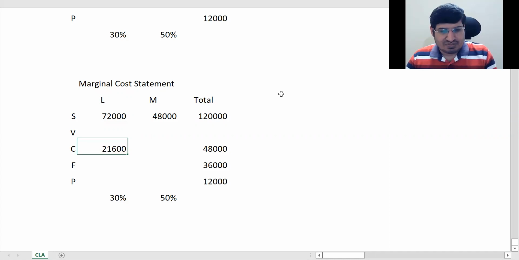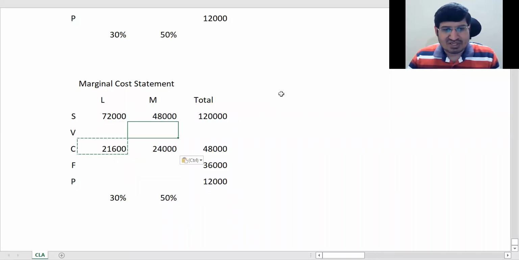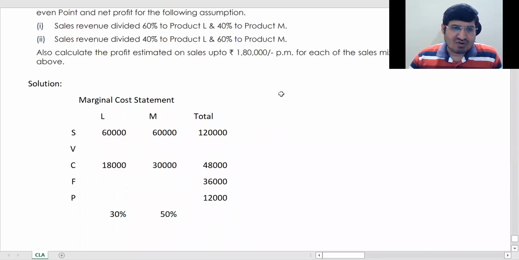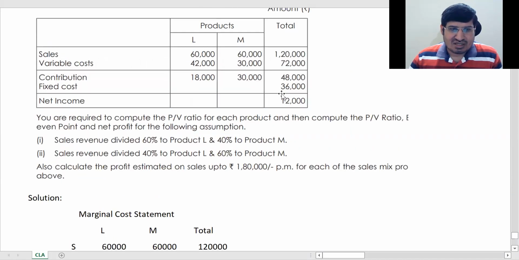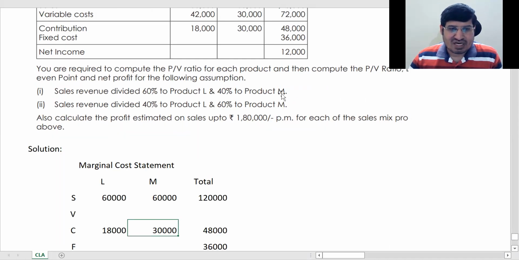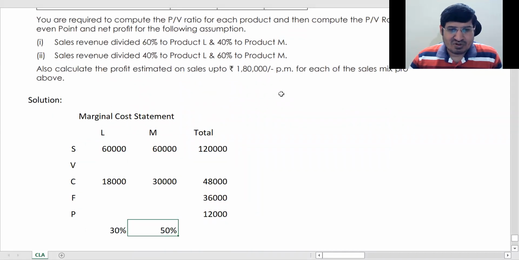Okay, so this is 21,600 and this one is 24,000, 48,000 into 50%. Okay, this is what we got. And what else are they saying? Find out the PV ratio, break-even point, and net profit. So PV ratio, break-even point. Here again, let's get the profit as well.